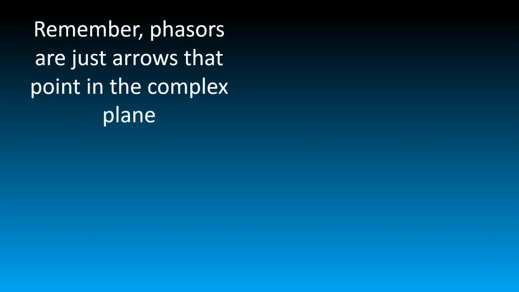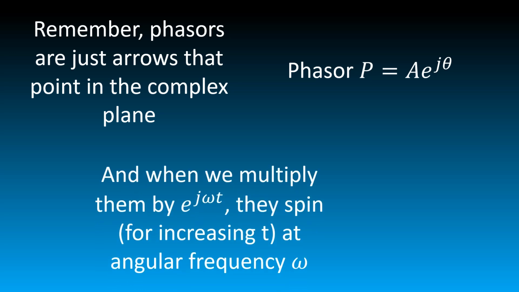Now, here's a brief refresher on phasors. Phasors are just arrows that point in the complex plane, where the x-axis is the real component and the y-axis is the complex component of the complex number. Here we have a phasor, P is equal to A e to the j theta power. And this is because we're using Euler's identity right there. And when we multiply them by e to the j omega t, they spin for increasing t at angular frequency omega.